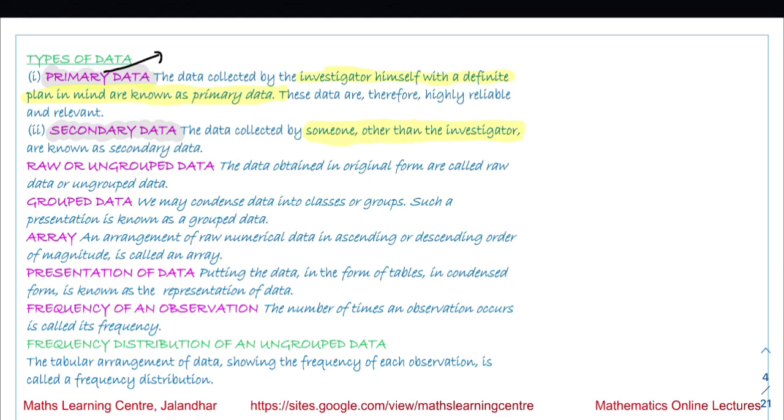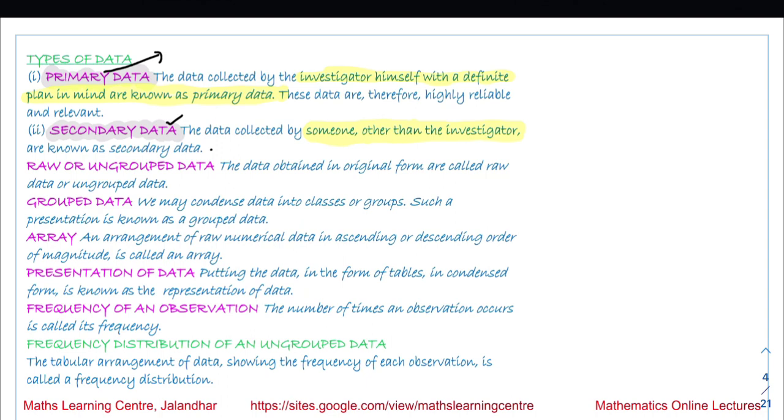The secondary data means, suppose in our country the population is being counted, or some 5-year plan is there, and in that plan they have given the expenditure of various sectors. That data is collected by someone else, but we are taking that data from some sources and we are using that data to interpret something. So secondary data means that the data is basically collected by someone else, but we are using that data, so that is called the secondary data.